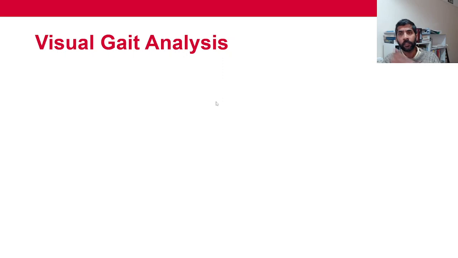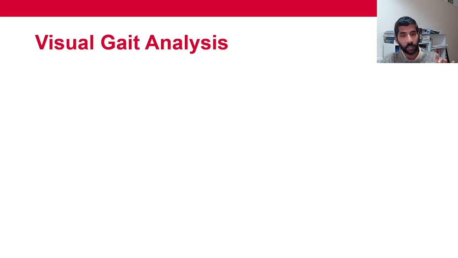So the first thing that you can do is you can just visually examine a gait, right? So you can ask a patient or a person who is getting the gait analysis done to just walk as the doctor or the clinician is watching the person. And that gives us a reasonable amount of information about the gait, right?